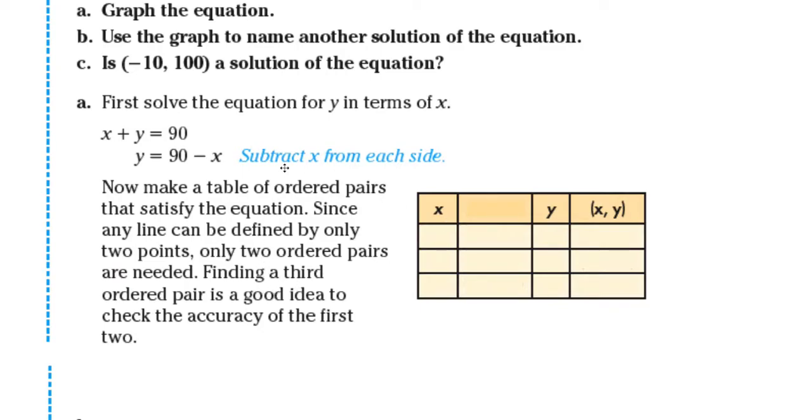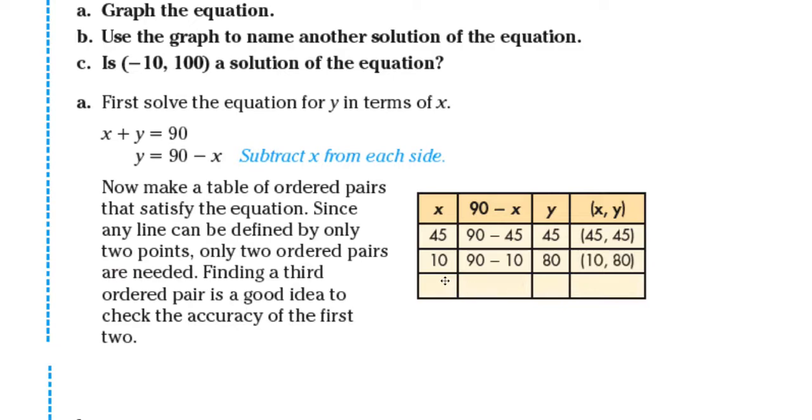Okay, so since y equals 90 minus x, we put 90 minus x there. And we choose any 3 values of x. It doesn't matter which. We'll choose 45 first, and if we substitute 45 for x, our y will be 45, so our ordered pair would be 45 and 45. Another one will be 10. Substitute 10 for x, that would be 90 minus 10, so our y would be 80.